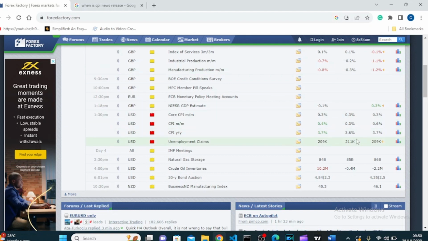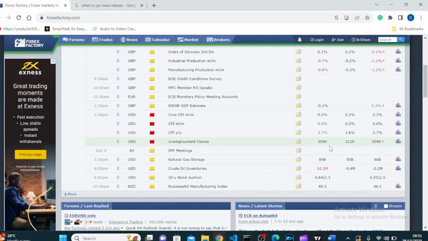So this is the other one. It's still the same, right? 3.7, 3.7. But this can make a difference. If all of them were the same, it means that the prices of goods and services did not increase, neither did they reduce. It was just in equilibrium. So the effect on the chart might not be so much. But there is a difference here, and the difference is 0.2, because this is 0.6 and this is 0.4, right? So the prices of things actually reduced.